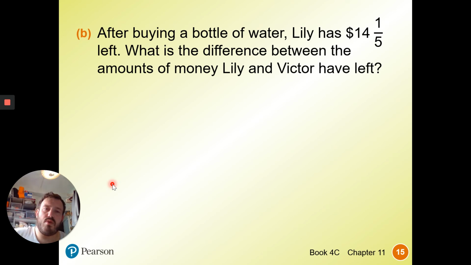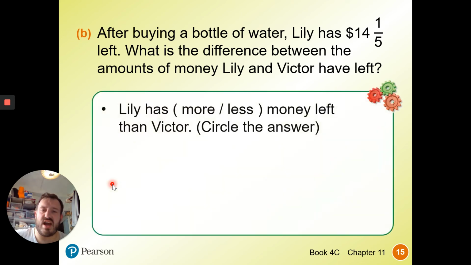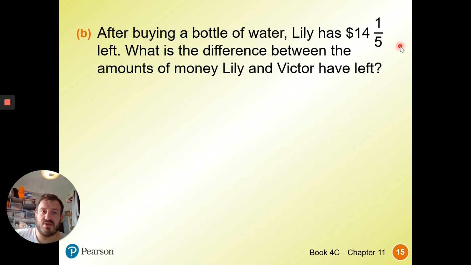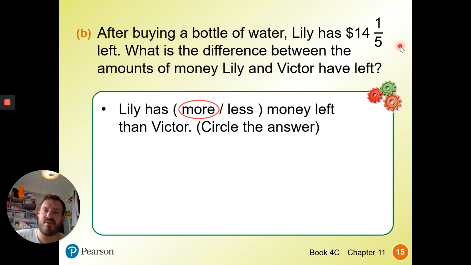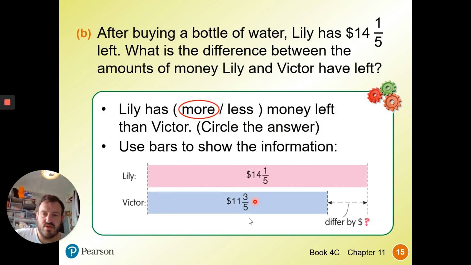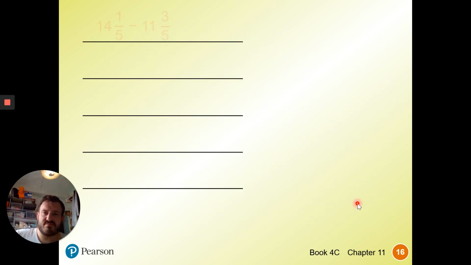After buying a bottle of water, Lily has $14 and 1/5 left. What is the difference between the amount of money Lily and Victor have? So does Lily have more or less? So it's going to be more because we know it was $8 and 2/5. She has 14 and 1/5, so it's more. So what is the difference by?